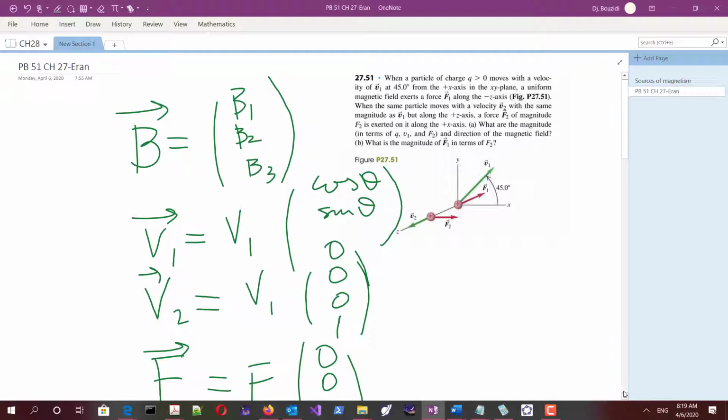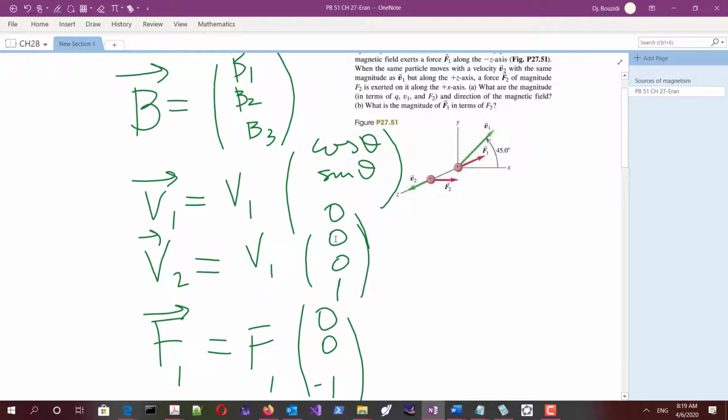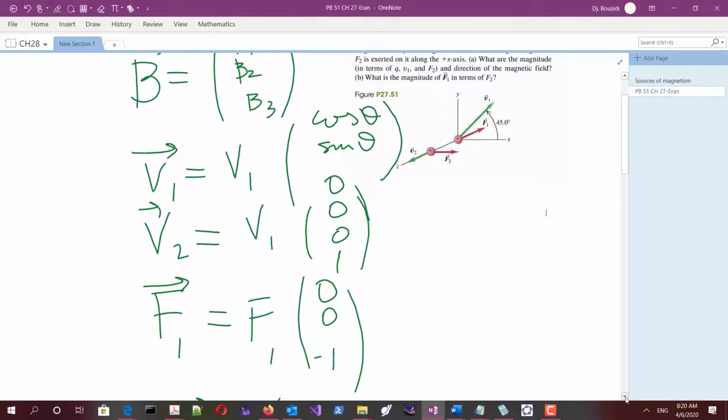Now, the vector V2 has the same magnitude as V1. That's why I put it in here as V1. And it has no components along the x and y directions except along the z direction. And that is V1, basically. That's the whole vector itself along the z direction.